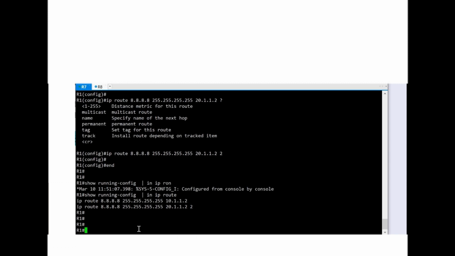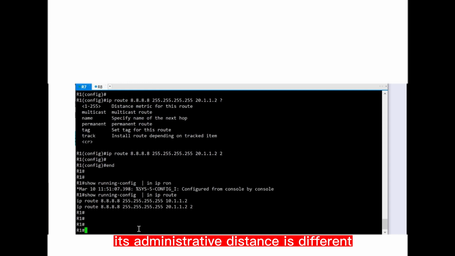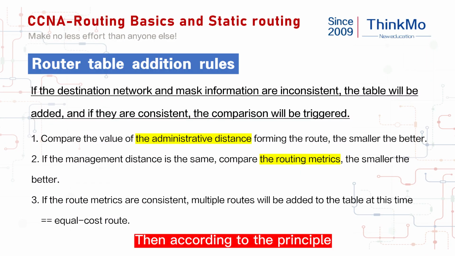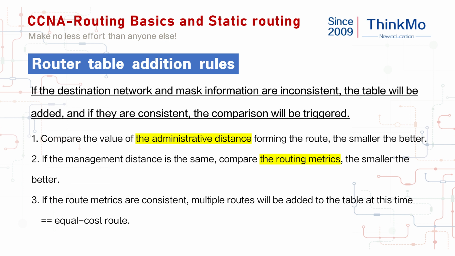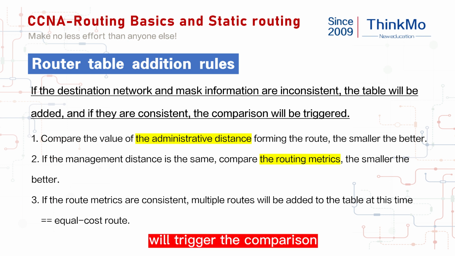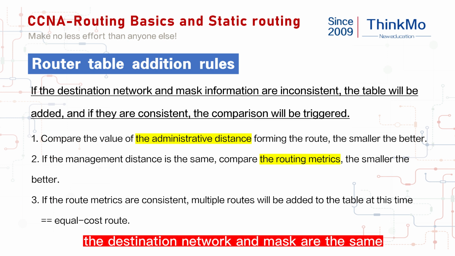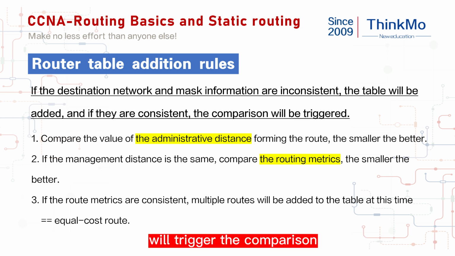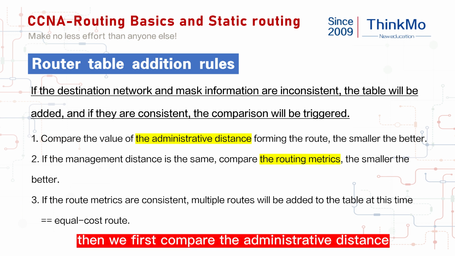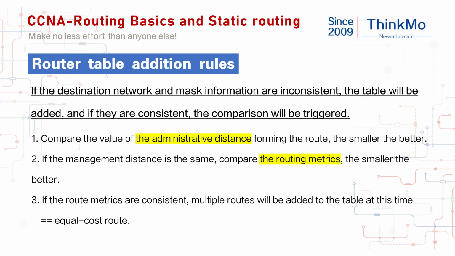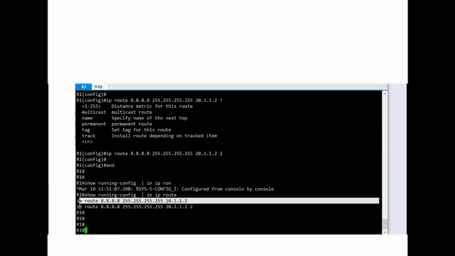Everyone can guess. For the two configurations, the administrative distance is different. According to the principle of adding to the table we discussed before, when the destination networks are the same, we trigger the comparison. Now they are both 8.8.8.8 with a 32-bit mask. The destination network and mask are the same, so we trigger the comparison. First we compare the administrative distance; smaller is better. So 1 versus 2. Obviously the first one is better, so the second one will not be added.